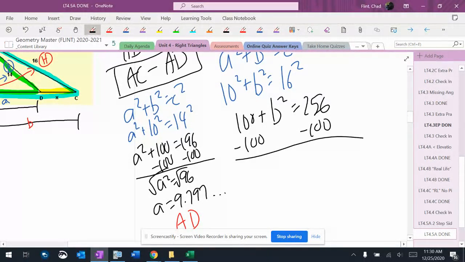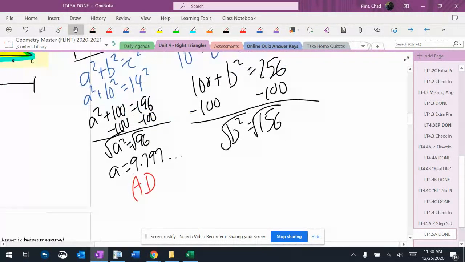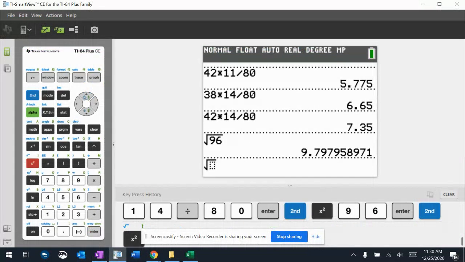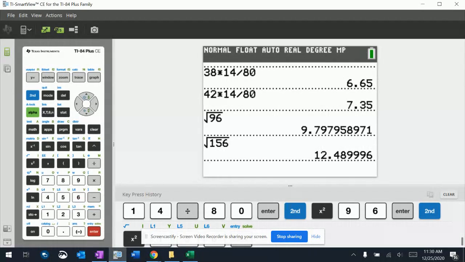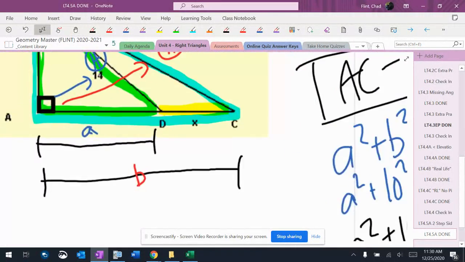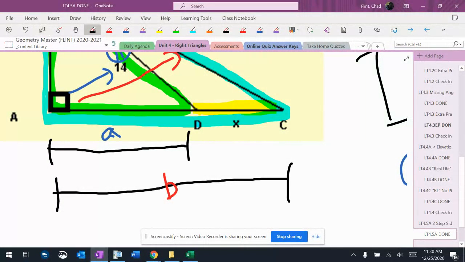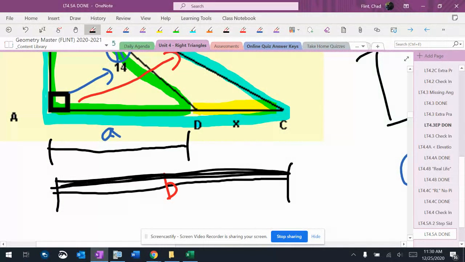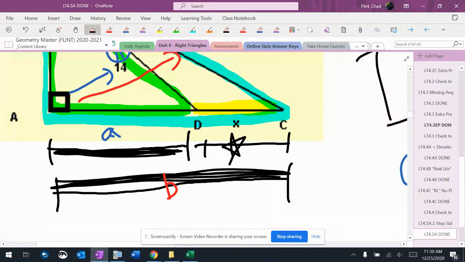I'm going to subtract 100. So I'll get B squared equals 156. I'll take the square root of that, and I get 12.489. So B is 12.489, and that is AC. So my plan was to take AC minus AD. And again, why am I doing that? Because if I know this whole distance from here to here, which is AC, and then I know this distance right here, which is AD, and I subtract it, it will leave me with this thing right here, which is what I want when I subtract those two numbers.